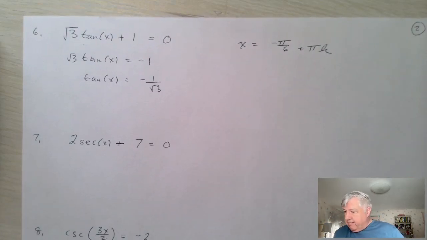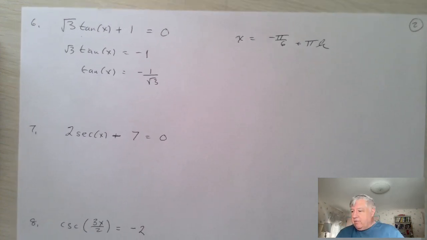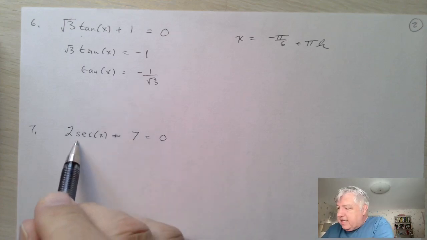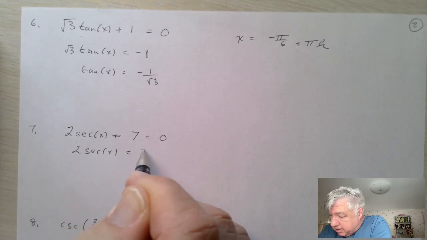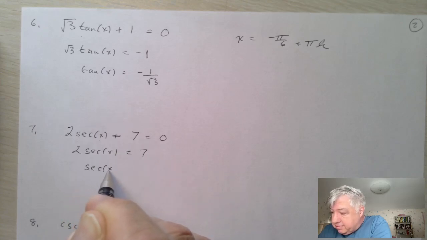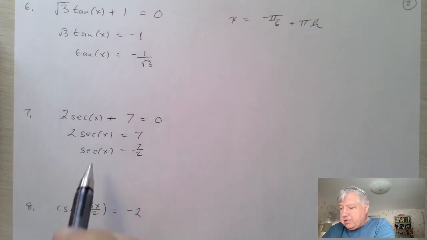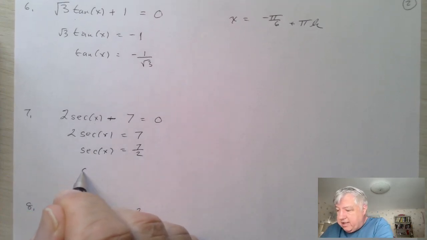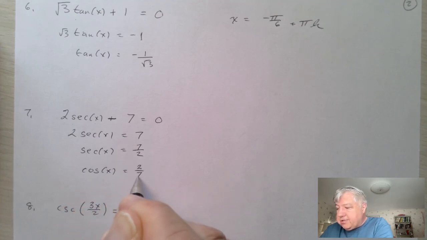Okay. We can bring other trig functions in here too. For the secant, we first find what the secant is, and then find what the cosine of x is, and then find what x is. So we can isolate this secant by adding 7 to both sides and dividing by 2. Okay, and then take the reciprocal of both sides. We get the reciprocal of secant is cosine of x, and the reciprocal of 7/2 is 2/7.